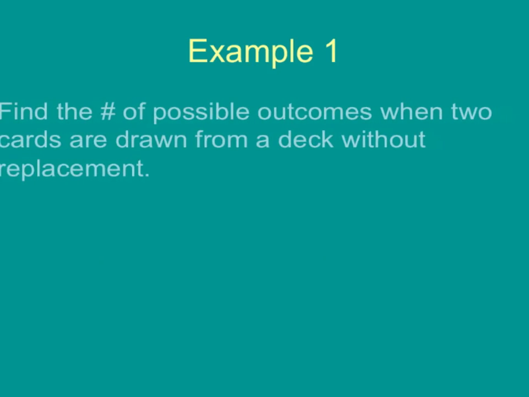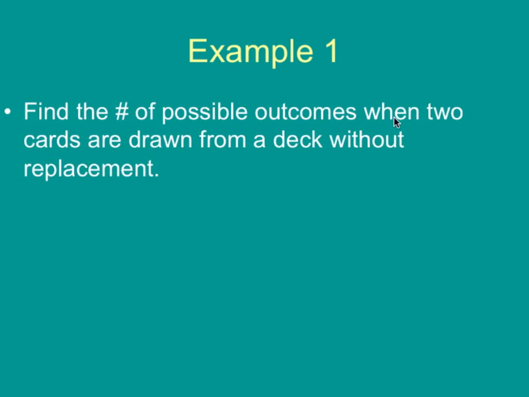So in example 1, it says find the number of possible outcomes when two cards are drawn from a deck without replacement. If we use the fundamental counting principle, we're going to have 52 cards to choose from in our first draw. Since we didn't put that card back in, we're going to have 51 left for the second draw. So we have 52 times 51, meaning we have 2,652 possible outcomes when we draw two cards from a deck of cards.